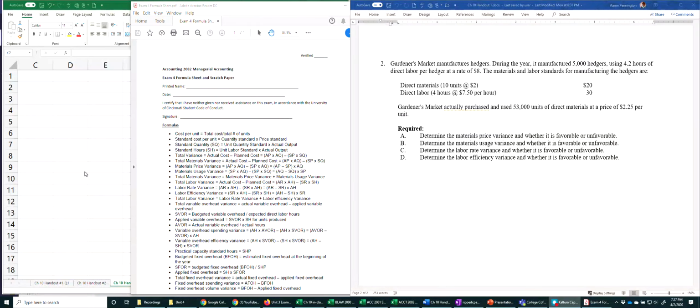Okay, so I'm going to walk through the second standard costing exercise. This one relates to direct materials and direct labor. If you haven't gotten a chance, you may want to work through the problem. I posted the handout a few days ago, actually on April 1st.